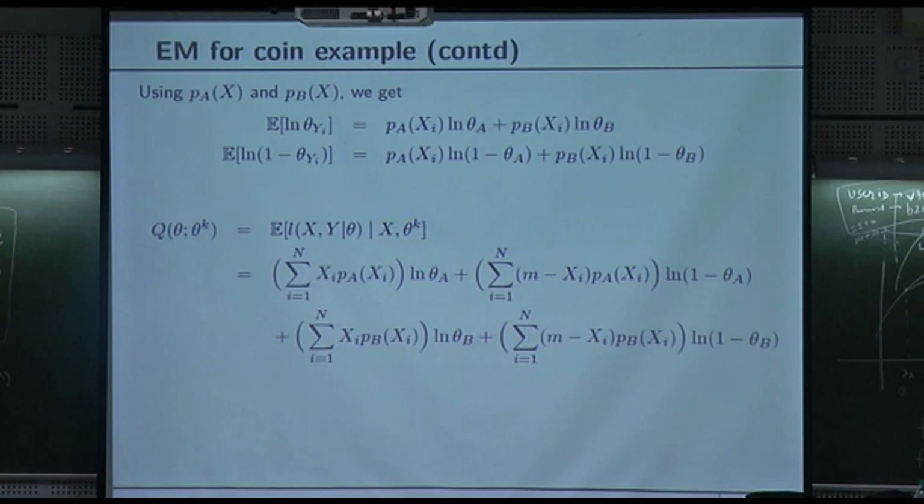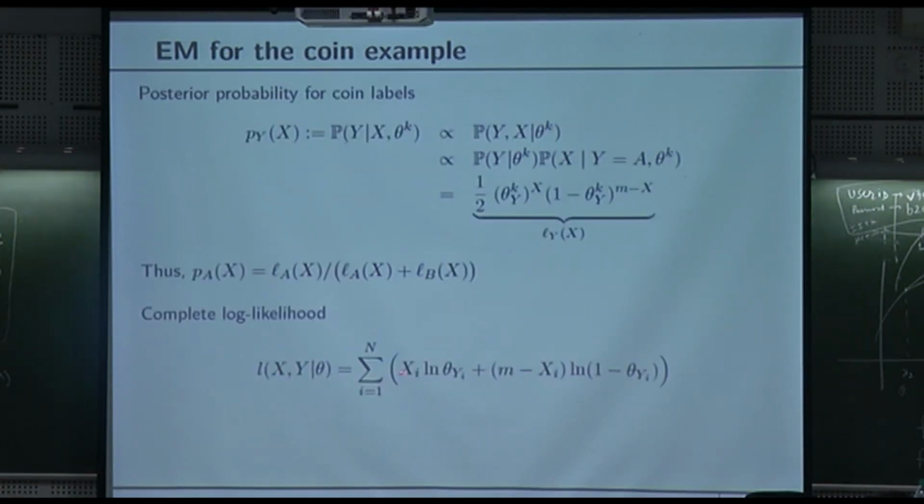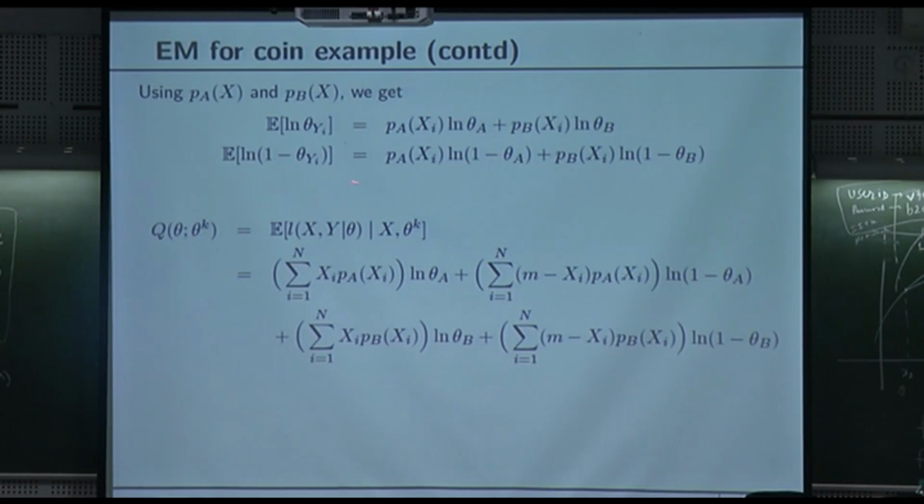Let's go back. This is what the complete log likelihood is: x_i times log theta y_i plus m minus x_i times log 1 minus theta y_i. I'll take the expectation of this and of that. These are just constants. I know the expectations for those two quantities are up here. If you put all of them together, you get this expression: x_i times P_A(x_i) log theta A, which is all the contributions coming from here; x_i P_B(x_i) log theta B, which is the contribution coming from there; P_A(x_i) times m minus x_i log 1 minus theta A, coming from there; and m minus x_i P_B(x_i) log 1 minus theta B, the contribution coming from there. There are four contributions from here, and they're all sitting over here.